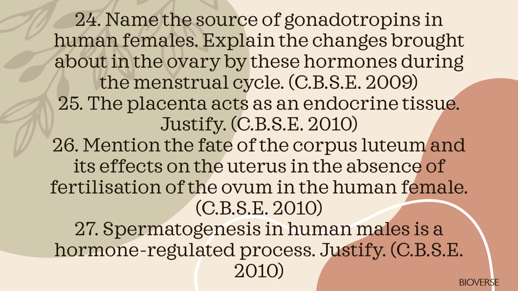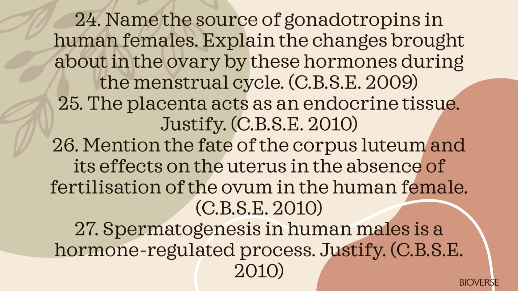Question 24. Name the source of gonadotropins in human females. Explain the changes brought about in the ovary by these hormones during the menstrual cycle. Answer. Gonadotropins are secreted by the anterior pituitary gland. They include follicle-stimulating hormone, FSH, and luteinizing hormone, LH. FSH stimulates the growth and maturation of ovarian follicles. A surge of LH induces ovulation and later stimulates the formation of the corpus luteum.